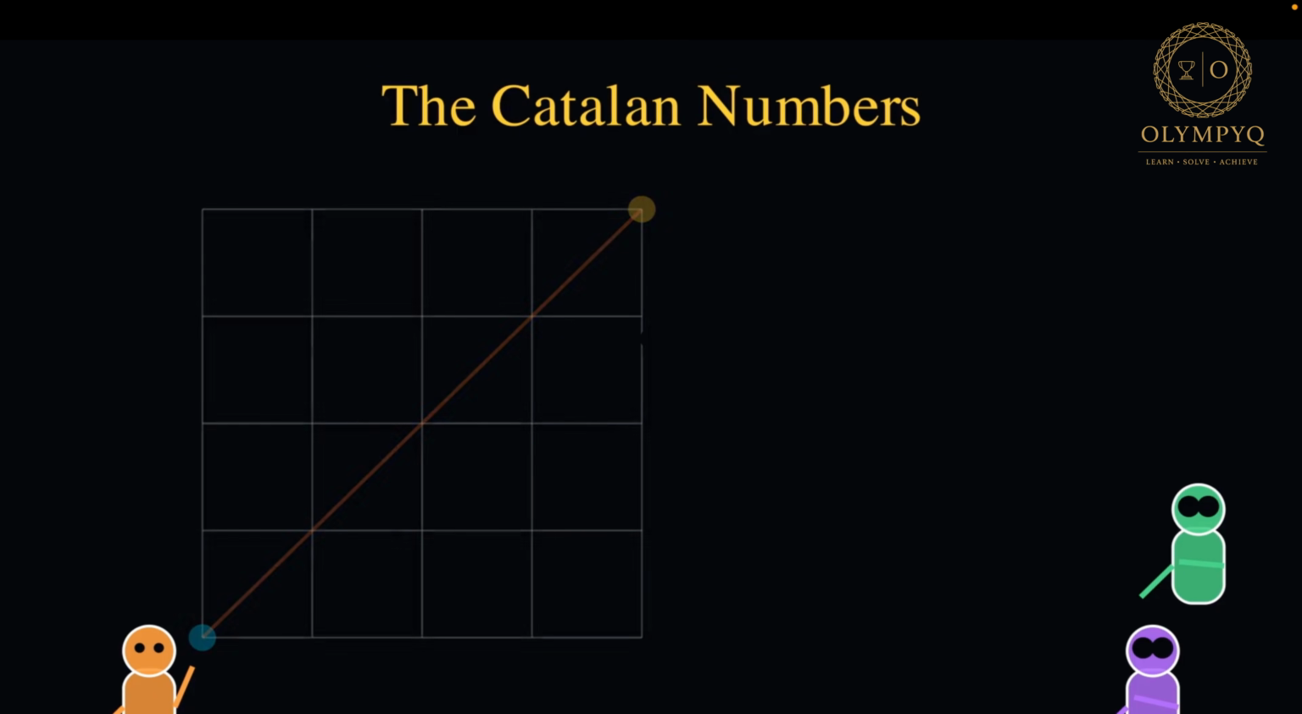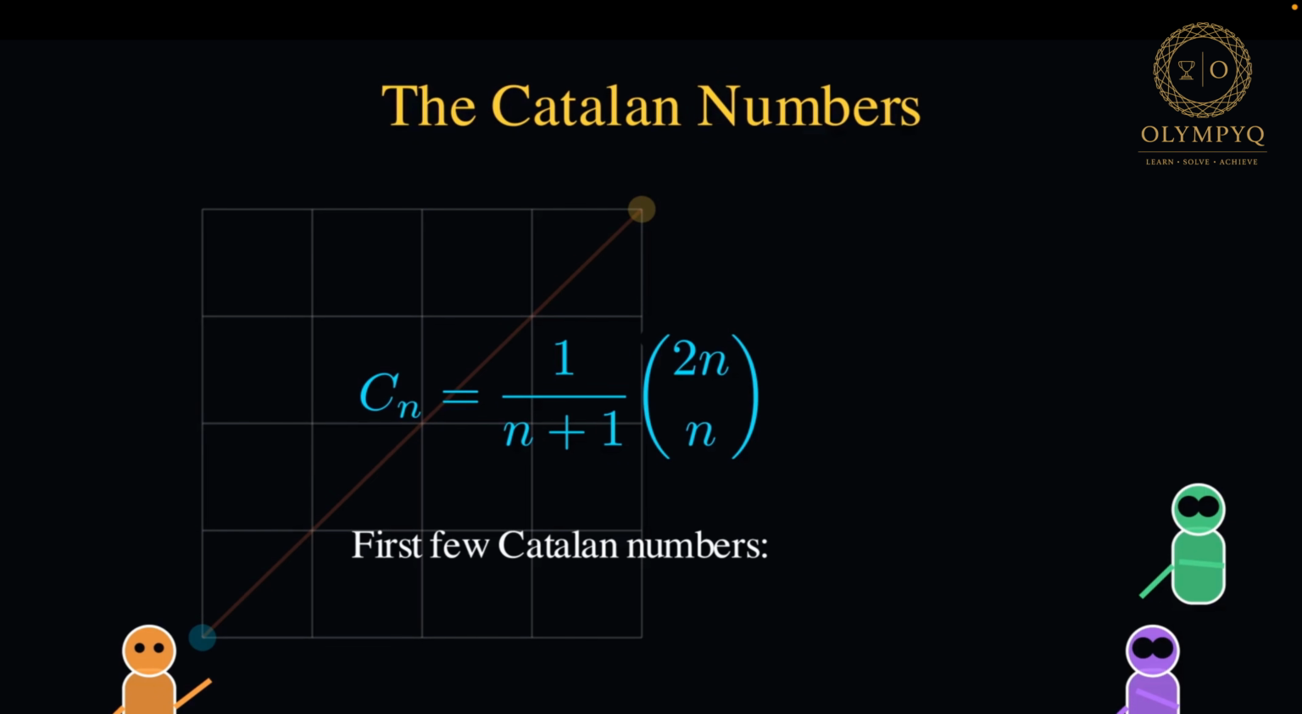The general formula for the Catalan number is Cn equals 1 divided by n plus 1, times 2n choose n. The first few Catalan numbers are C0 equal to 1, C1 is 1, C2 is 2, C3 is 5, C4 is 14, and C5 is 42, and so on.